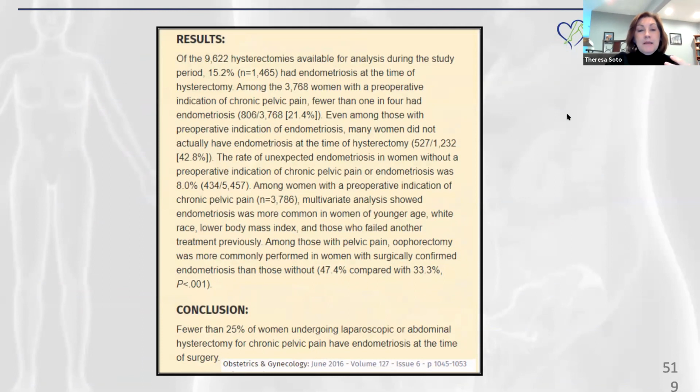So in this little study, 2016 Obstetrics and Gynecology, they looked at 9,622 hysterectomy specimens. What they found is that in fewer than 25% of women undergoing laparoscopic or abdominal hysterectomy for a diagnosis of chronic pelvic pain, presumed endometriosis, there wasn't really evidence of endometriosis in many of these women. So, what are you doing and what is your endpoint here?